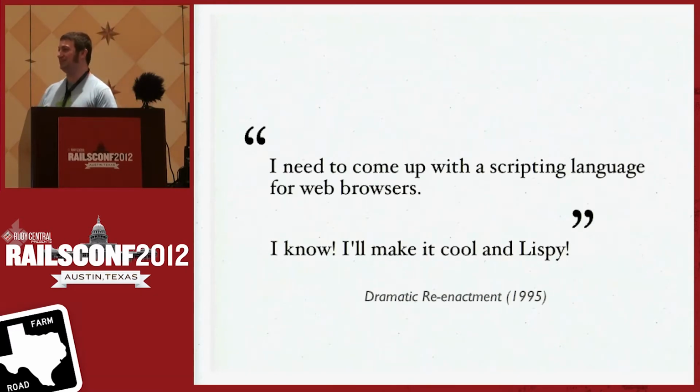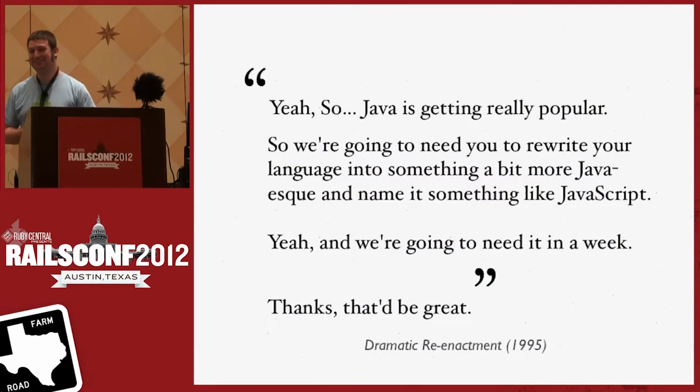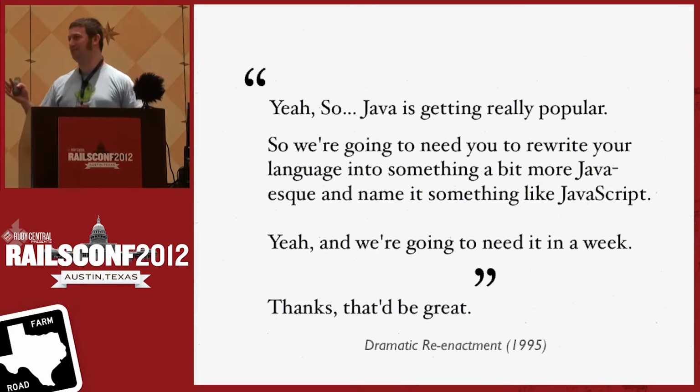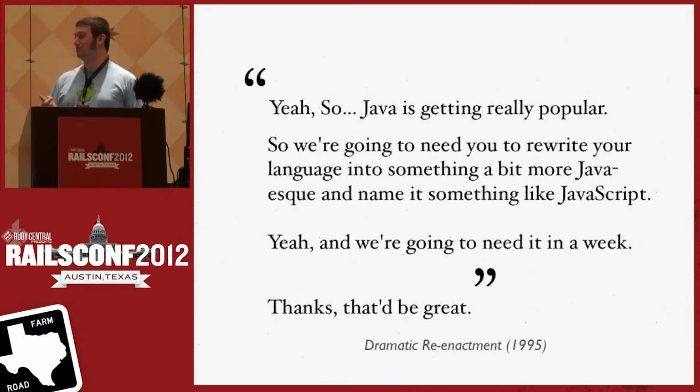And the reason no one has ever seen it is this man. All right? This man came into Brendan's office one day and said, look, Java is getting really, really popular, right? So we need you to change this cool Lisp language, which no one's using anymore, into Java. We need to make it look a lot more like Java. We're going to give it a stupid name like JavaScript, so people think they're somehow related and become the bane of every developer's existence from that point on. Oh, and we need it in a week.